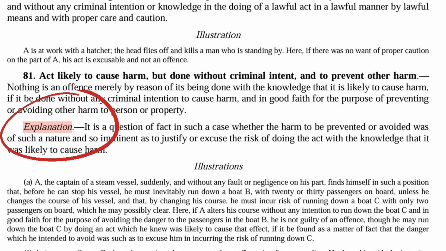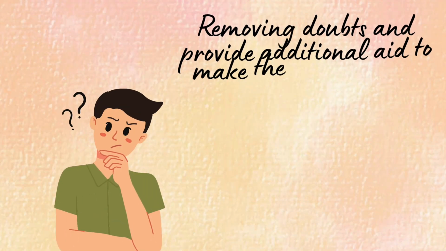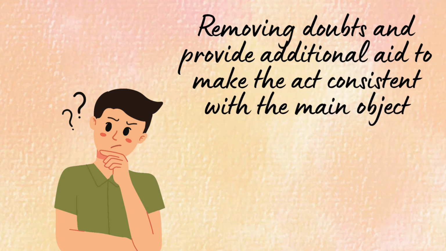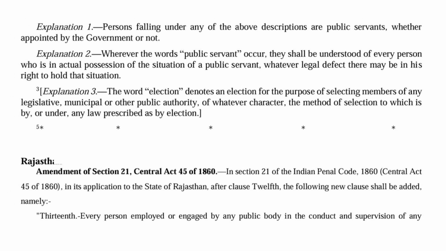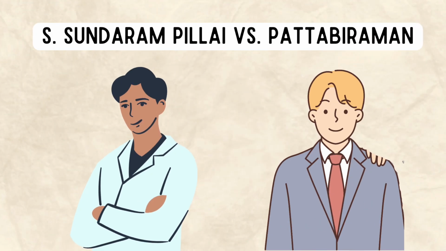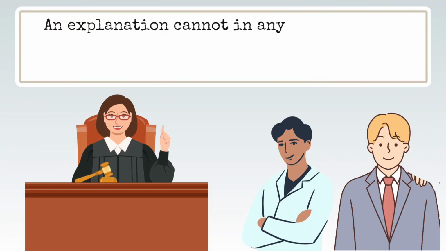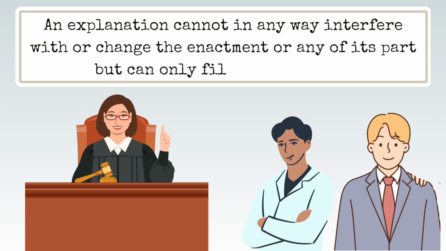Explanation. Explanations within statutes clarify and explain the meaning of provisions. These aim at removing doubts and provide additional aid to make the Act consistent with the main object. For example, Section 21 of the Indian Penal Code offers 3 explanations to the definition of a public servant. However, in the case of S. Sundaram Pillai versus Pattabiraman, the Supreme Court held that an explanation cannot in any way interfere with or change the enactment or any of its part, but can only fill the relevant gaps.